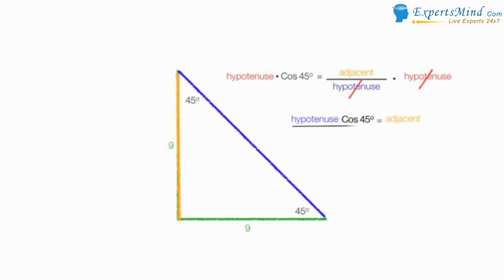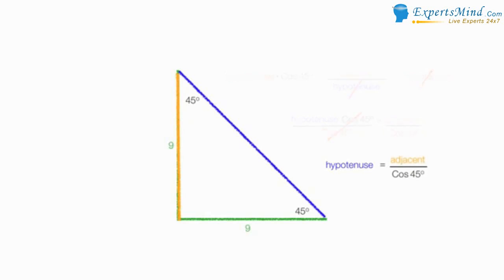Again, solving for the hypotenuse, I want to isolate the hypotenuse, so I divide both sides of the equation by cosine of 45 degrees. Those cosines cancel out, and I'm left with hypotenuse is equal to the adjacent side divided by the cosine of 45 degrees. This is equal to 9 divided by the cosine of 45 degrees.